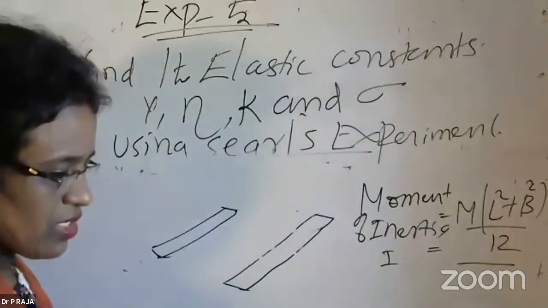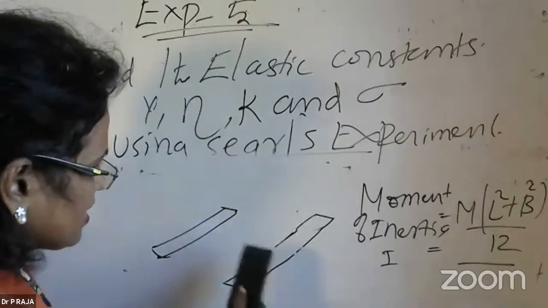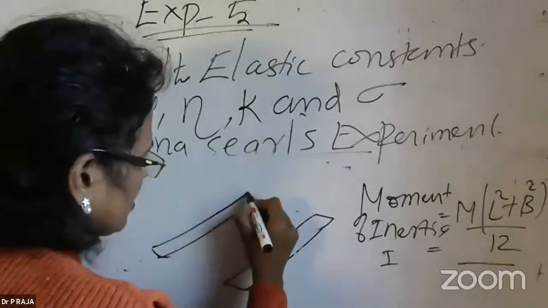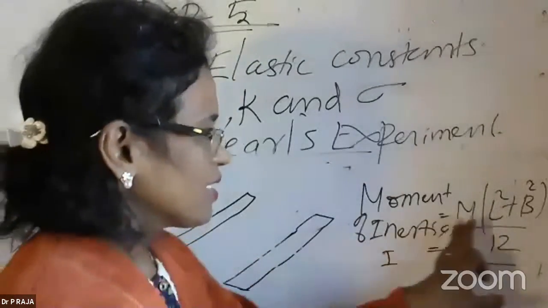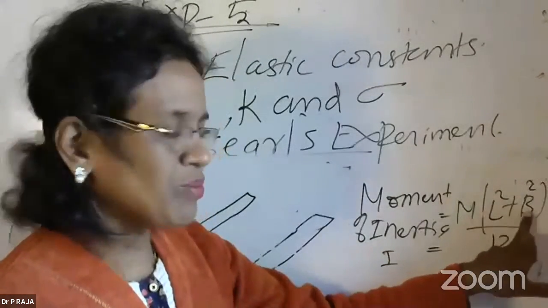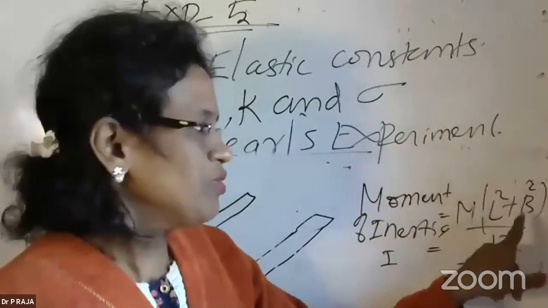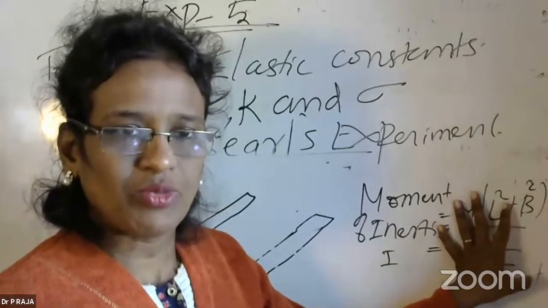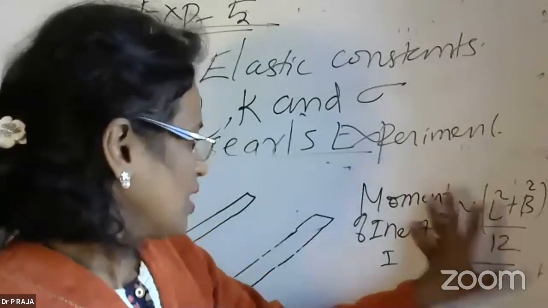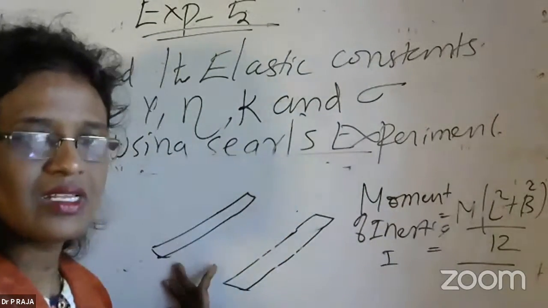The next part of the experiment: these are two identical, equal length bars. A rectangular bar. Sometimes in the exam we may give a circular bar. In that case, instead of the breadth, the formula will change. It will be with respect to radius, and that radius formula you will have to put in. I'll let you know, and then you will substitute. For the time being, let's concentrate on a rectangular bar.